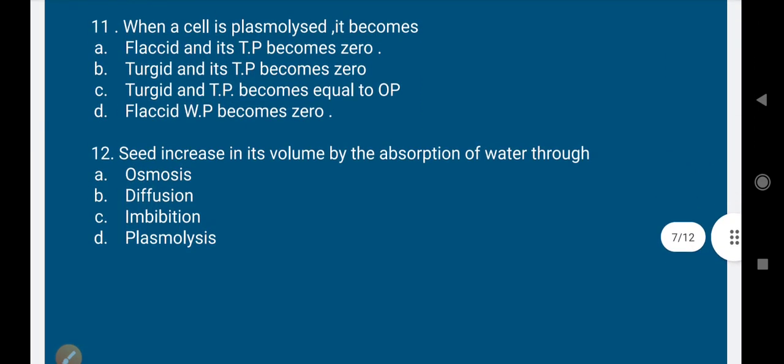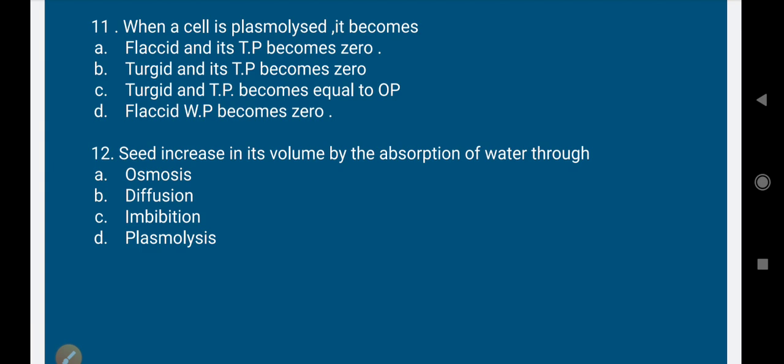When a cell is plasmolyzed, it becomes flaccid and its turgor pressure becomes 0. It becomes turgid and turgor pressure becomes equal to osmotic pressure, flaccid. So when a cell is plasmolyzed, तो flaccidity होती है, turgidity नहीं होती है. It is a result of exoosmosis. So B and C are absolutely wrong.